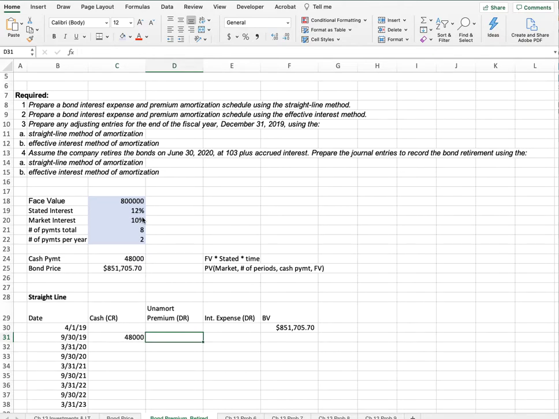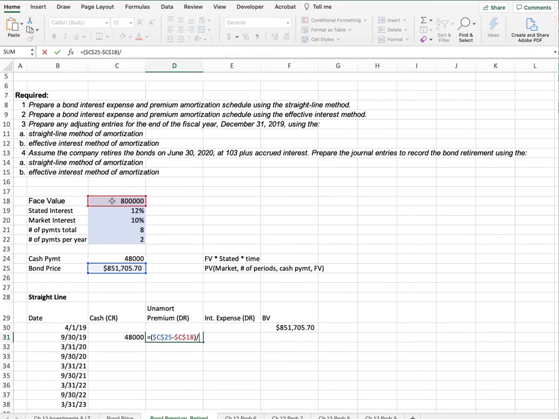Okay, so now our cash payment's going to stay the same, and we can figure out what the premium is going to be throughout the life. That's going to be equal to, open parentheses, the bond price, and we'll make that absolute, minus the face value, make that absolute, close parentheses. So that's giving us just the premium of the $51,705.70, and it's going to be distributed equally for all of these payments.